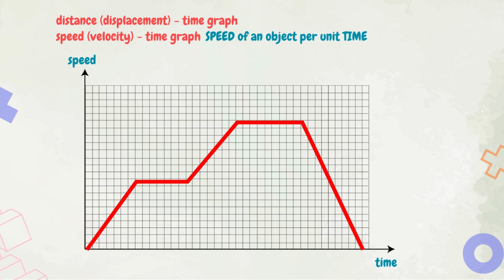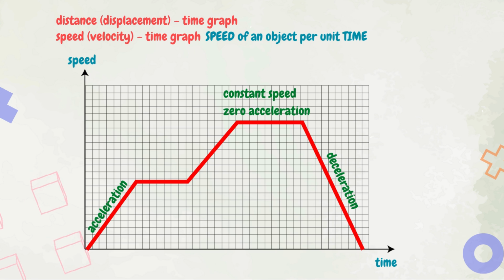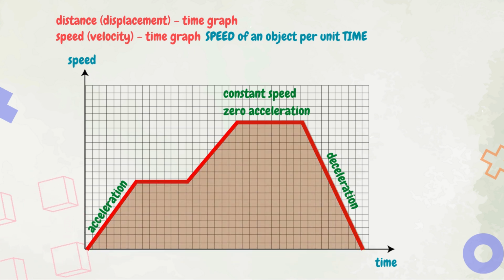The following are features on the speed time graph. A gradient or slope line represents constant acceleration. An upward slant represents acceleration. A downward slant represents deceleration. A horizontal or flat line represents constant speed or zero acceleration. The area of the graph represents distance covered.